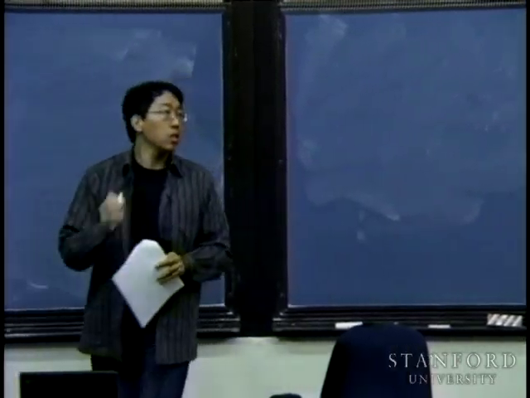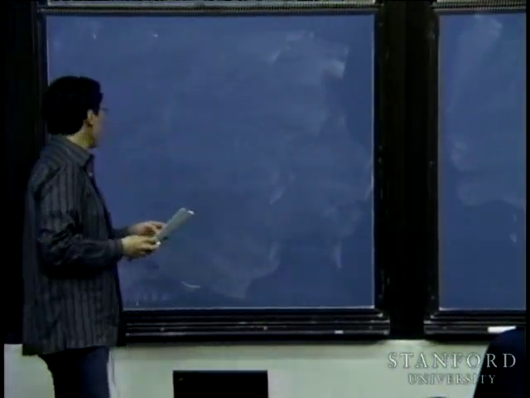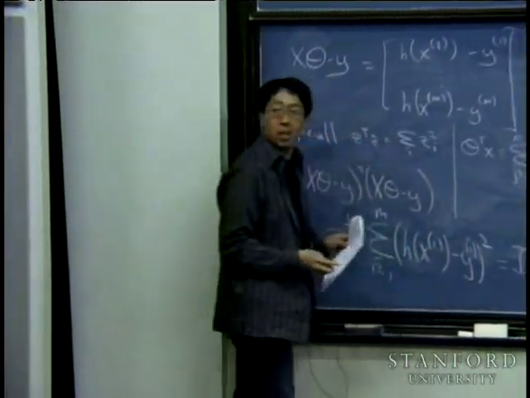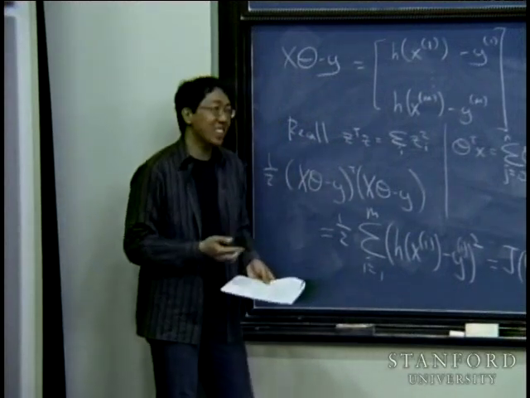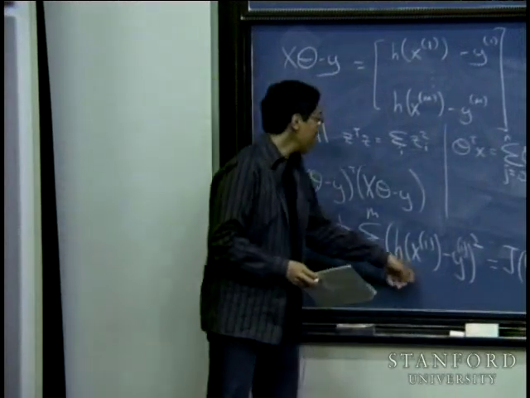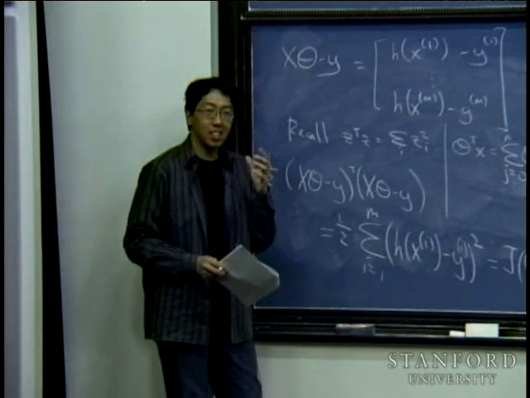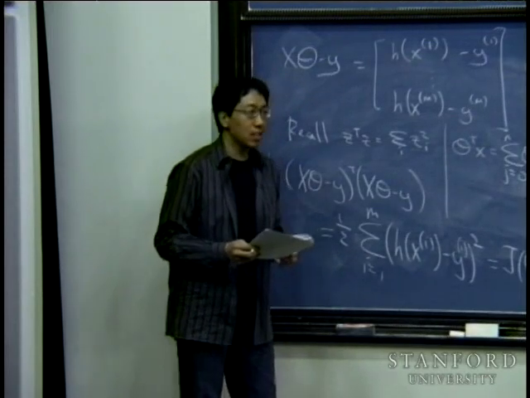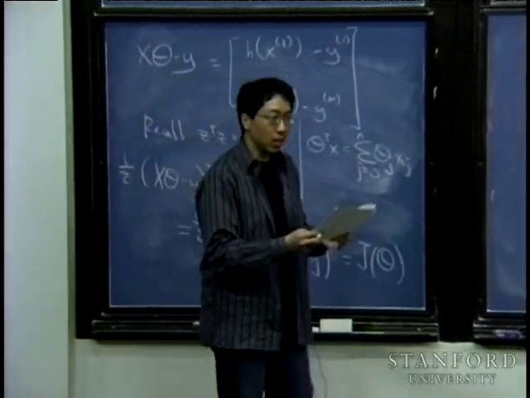Shouldn't the y inside the parentheses be y to the i? Oh, yes, thank you. Yes, this should be the i-th training example. Anything else? Okay, cool.